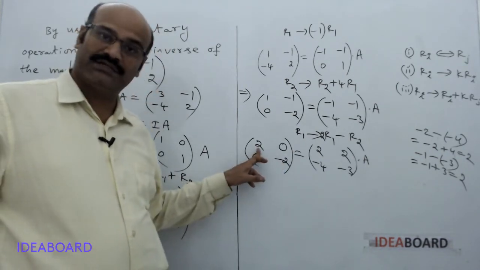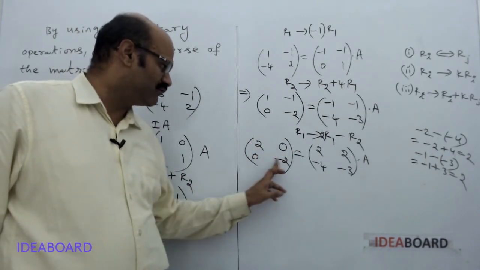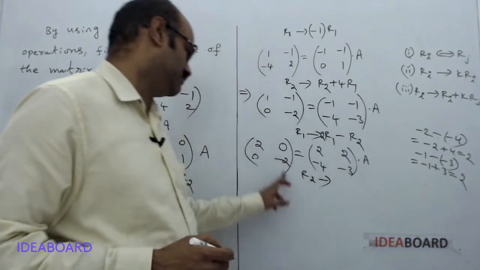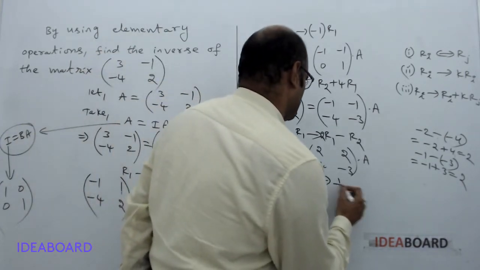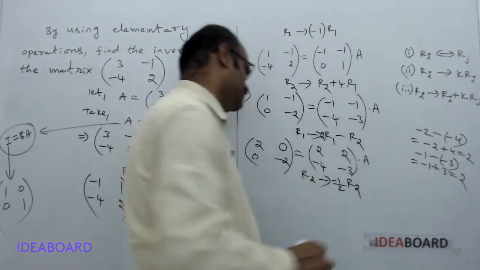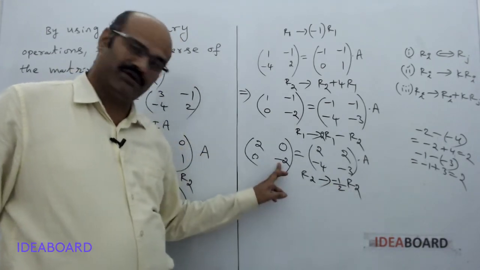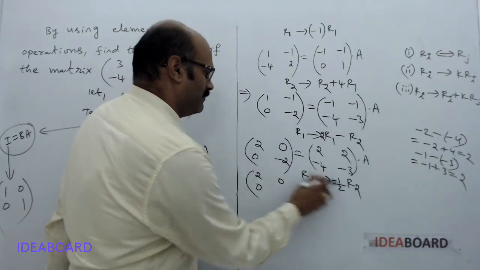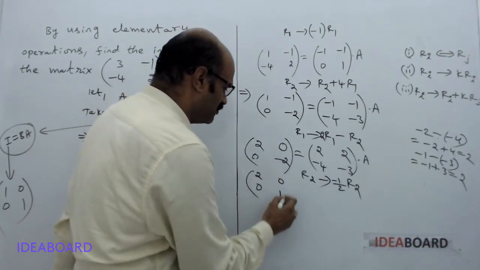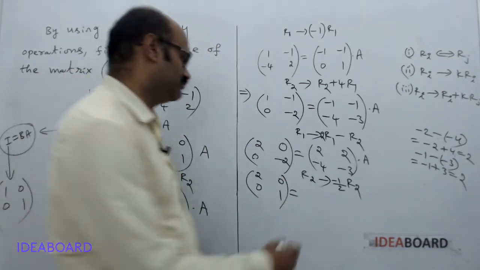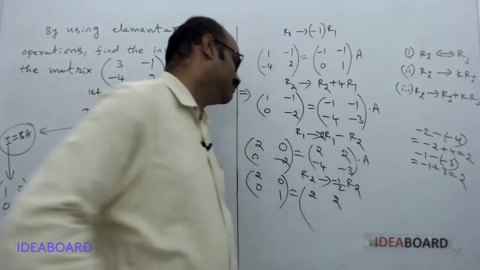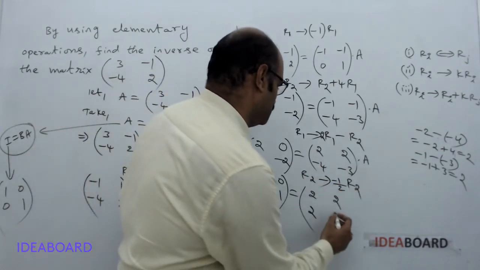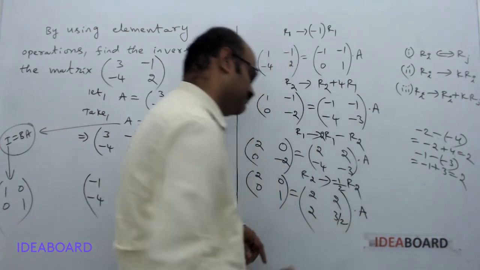Here we have to get 1 0 0 1. So let me multiply R2 by minus 1 by 2. Minus 1 by 2 into R2. Then it becomes 2, 0, 0. Minus 1 by 2 into minus 2 will always be equal to 1, and minus 4 by minus 2 becomes 2, 3 by 2 into A.